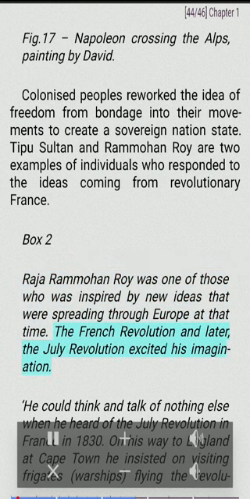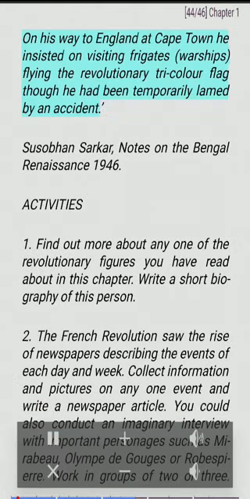Box 2. Raja Ram Mohan Roy was one of those who was inspired by new ideas that were spreading through Europe at that time. The French Revolution and later, the July Revolution excited his imagination. He could think and talk of nothing else when he heard of the July Revolution in France in 1830. On his way to England at Cape Town, he insisted on visiting frigates, warships, flying the revolutionary tricolor flag, though he had been temporarily lamed by an accident. Jacobin Club, Notes on the Bengal Renaissance 1946.